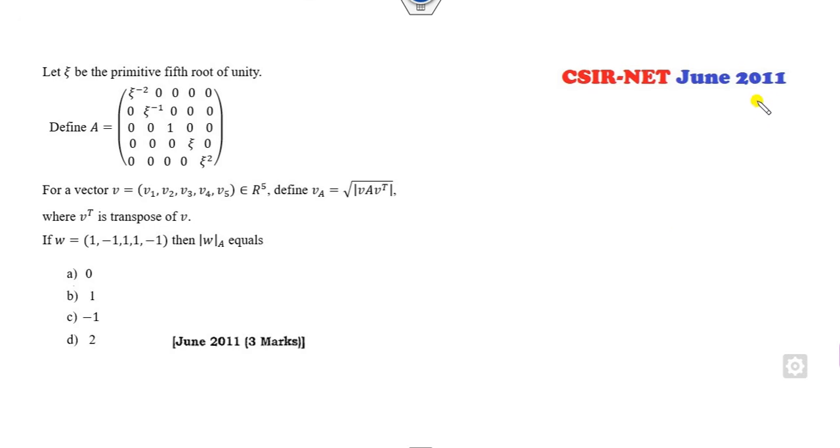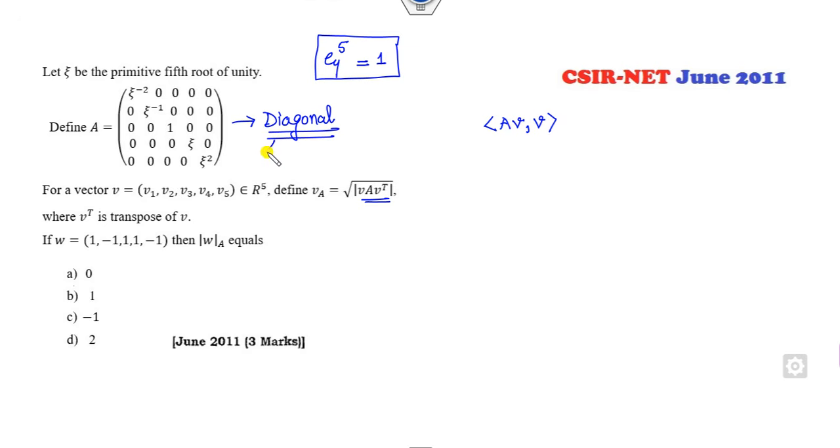So I start with June 2011. Here xi is a fifth root of unity, which means xi raised to power 5 is 1. This is given to you, and you can see this is a diagonal matrix. Once it's a diagonal matrix, it is very simple to solve. It's a symmetric matrix, so we can write this number as this number, which is nothing but the norm of V.